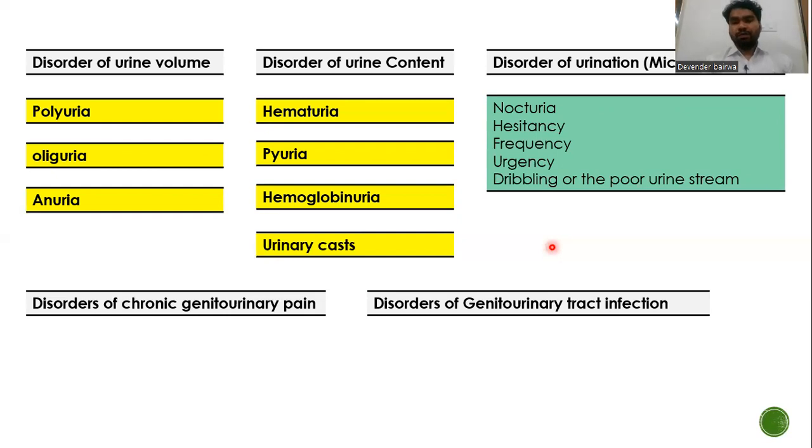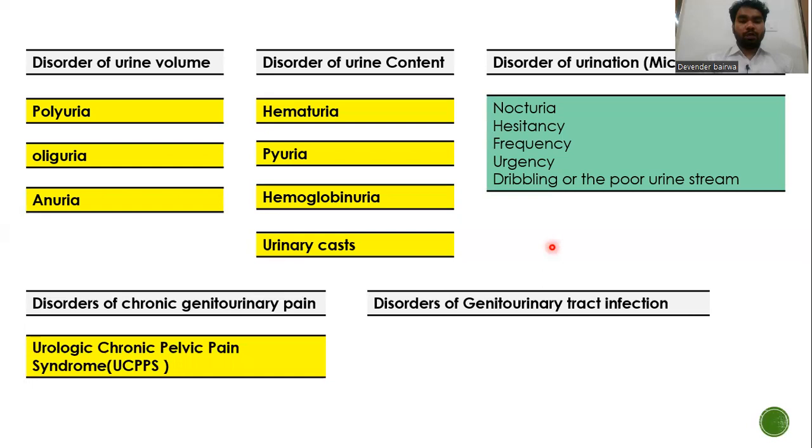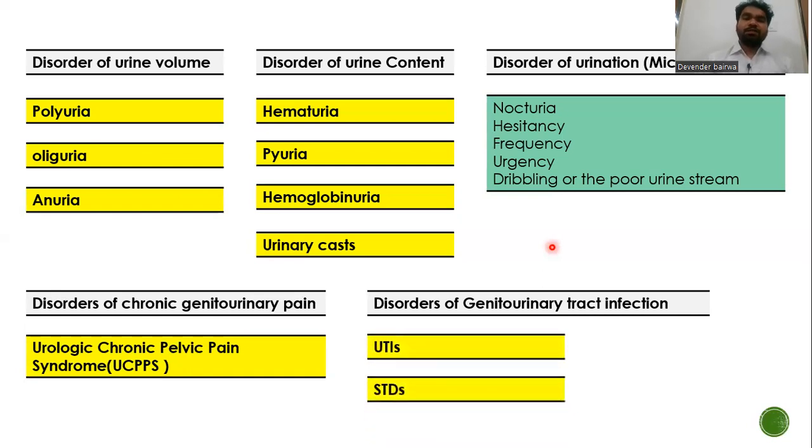to produce micturition force. Apart from that, among disorders of chronic genitourinary pain, we can have urologic chronic pelvic pain syndromes. We will discuss these disorders in another chapter on interstitial cystitis and painful bladder syndrome. And then there are disorders of infection, UTIs, which means urinary tract infections, or sexually transmitted diseases, which we now also call STIs. So UTIs and STDs are out of the scope of this discussion, and we will discuss these chronic pelvic pain syndromes in some other lecture.